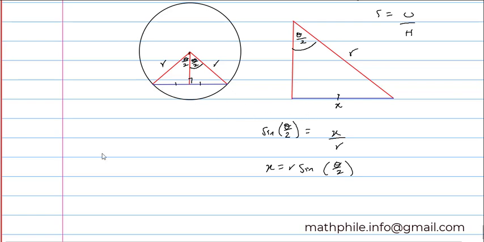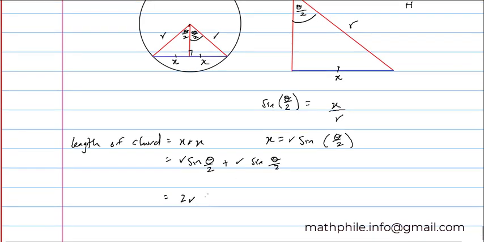So the full length is going to be the full length. So length of chord is going to be the x over here plus x over here. So x plus x. In this case, this gives you r sine theta over 2 plus r sine theta over 2, giving you 2r sine theta over 2. So this becomes the formula for length of chord. And I think that should be the last part of the formulas. Next time we'll use the formulas to answer as many questions as possible.